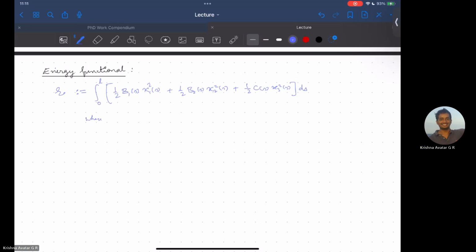where B1 of S is written as EI1 of S. We are considering a general case where the cross-sectional properties can vary from point to point. We allow that possibility. And B2 of S, these are just the bending stiffnesses. Then we have C of S equal to GJ of S. So this is the energy functional for a Kirchhoff rod.